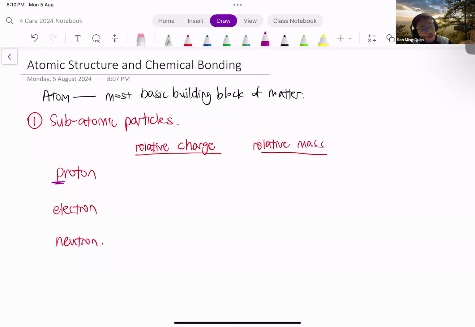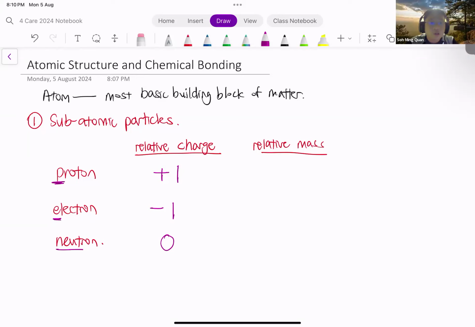As the name suggests, protons are positive, and therefore their charge is +1. On the other hand, electron, when you pronounce the word E, your mouth is like a minus sign. So electrons are -1 in charge. Finally, neutrons are described as neutrons because they are neutral in charge. So 0. These are the relative charges of the protons, electrons, and neutrons.